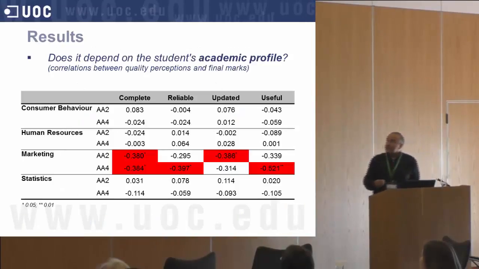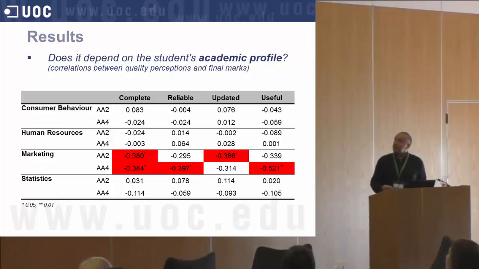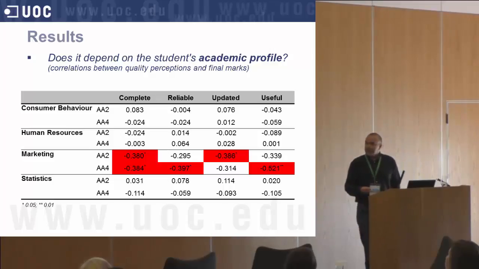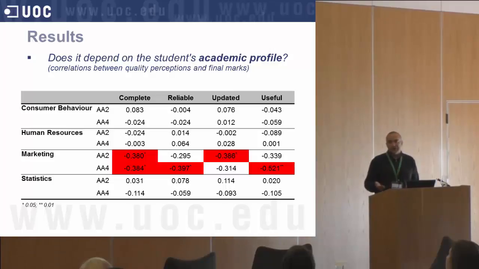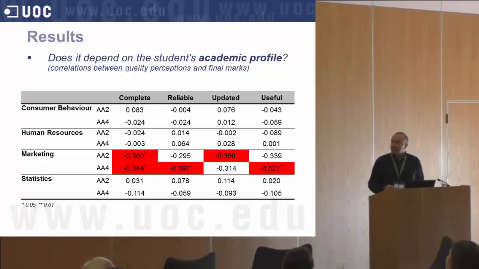Do these perceptions change with the academic profile of the students? We see that in most of the courses there is no correlation between these 2 elements. But in the case of marketing, we have a negative correlation, which means that the best students are those who have the lowest perceptions about the quality of Wikipedia. This is just a specific thing with the marketing course, but in the other courses there is no relationship between the academic profile and the quality perception.